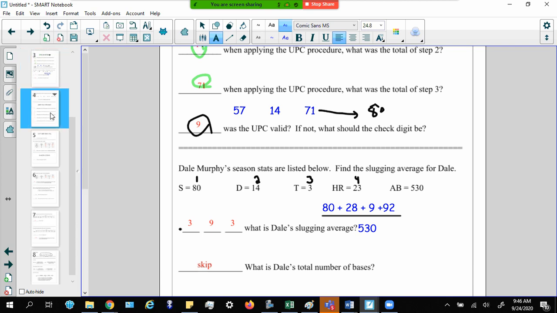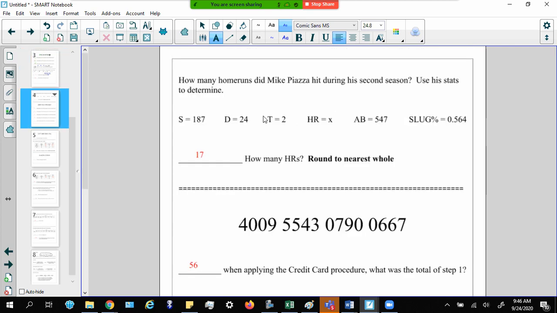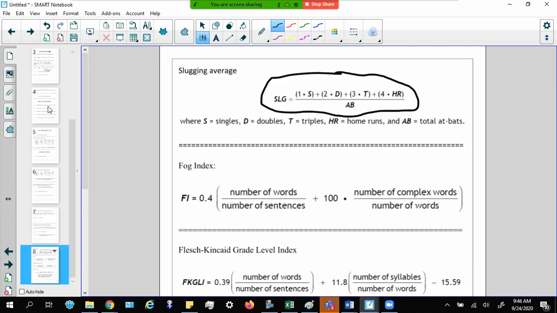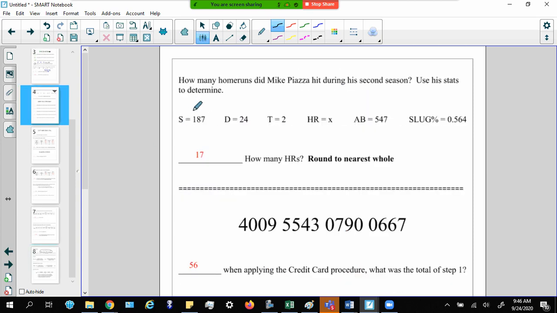All right. Next question. Now we have to figure out how many home runs Mike Piazza hit. So we're still in the whole arena of using the slugging average formula. Again, there it is. Singles times 1, doubles times 2, triples times 3. That was supposed to be a 2, and that was supposed to be a 3.